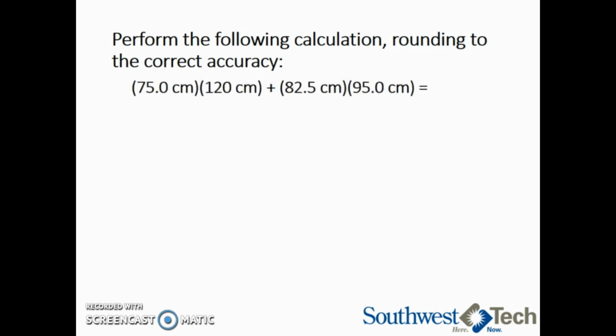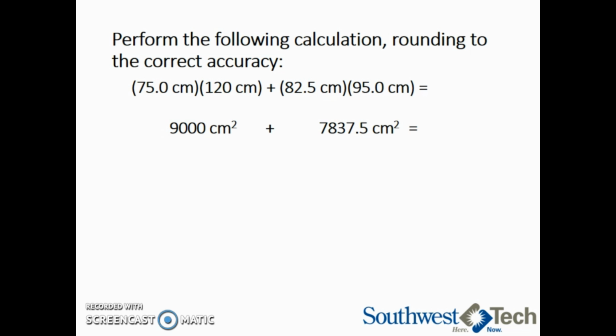Our last example combines operations. We need to find 75.0 centimeters multiplied by 120 centimeters plus 82.5 centimeters multiplied by 95.0 centimeters. First, we will follow the order of operations and multiply 75 by 120. We end up with 9,000 square centimeters. Next, 82.5 centimeters multiplied by 95 centimeters is 7,837.5 square centimeters.